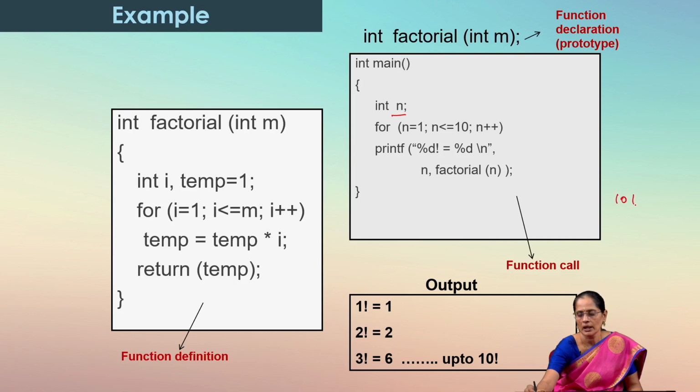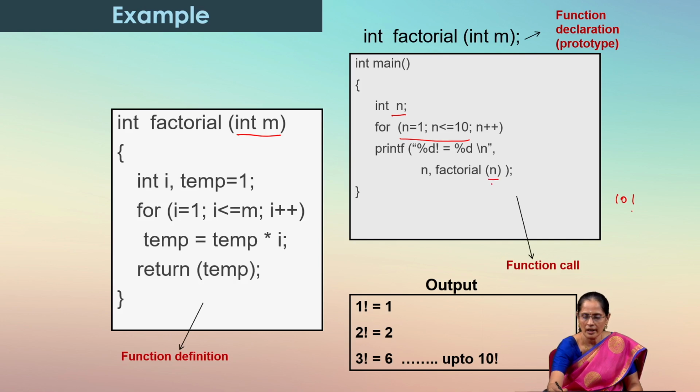If it is to be calculated for 10 factorial, the loop has to run from 1 to n and we need to calculate the product of the numbers from 1 to n. For doing that we need a function. We are using a function in which the parameter name used is m. Here it is n, and in the function definition it is m.